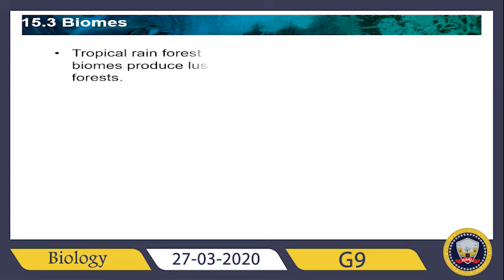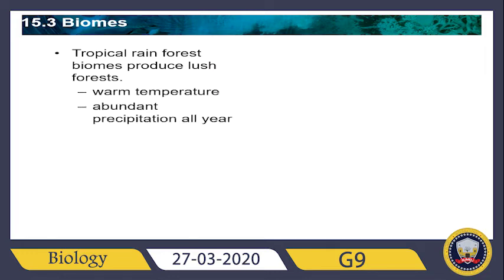Now, tropical rainforest biomes produce lush forests. So again, tropical rainforests, lush forests. You're thinking about Amazon right now. Now, warm temperature, abundant precipitation all year long.